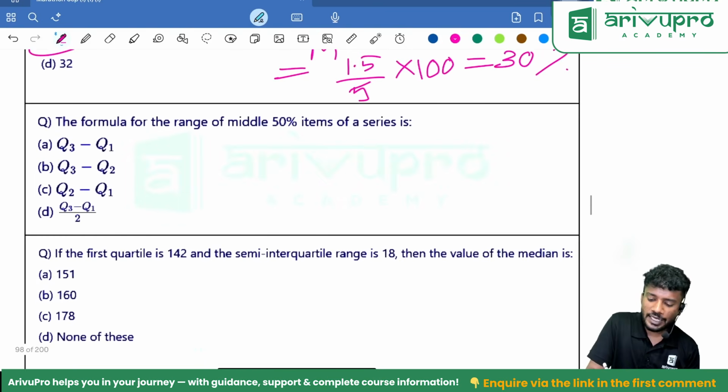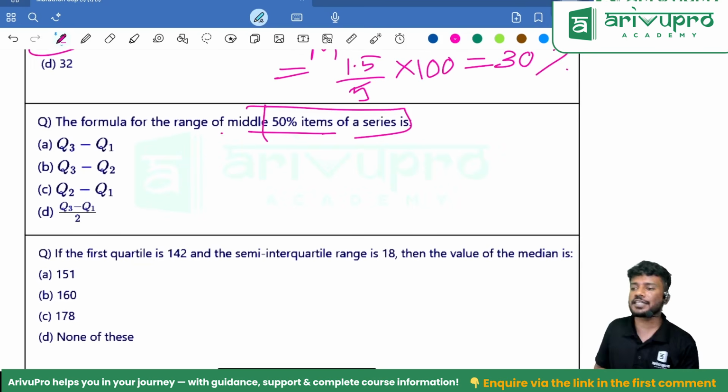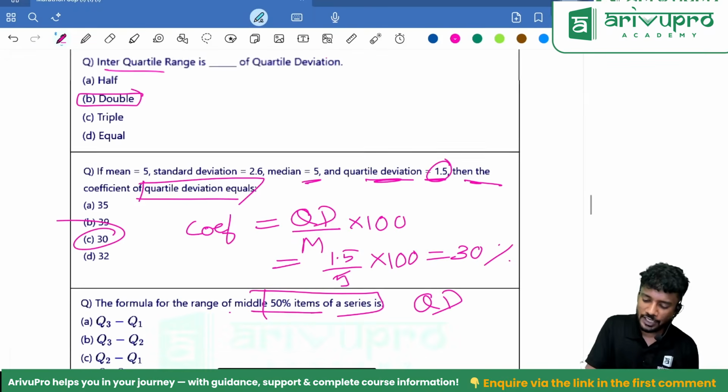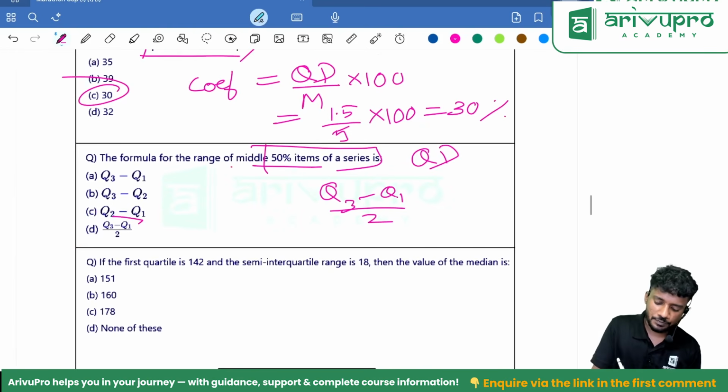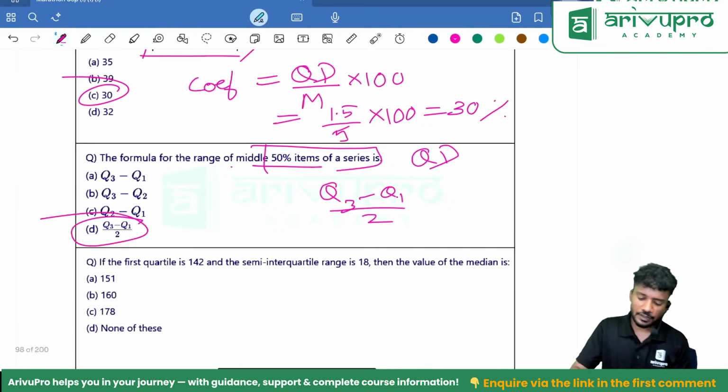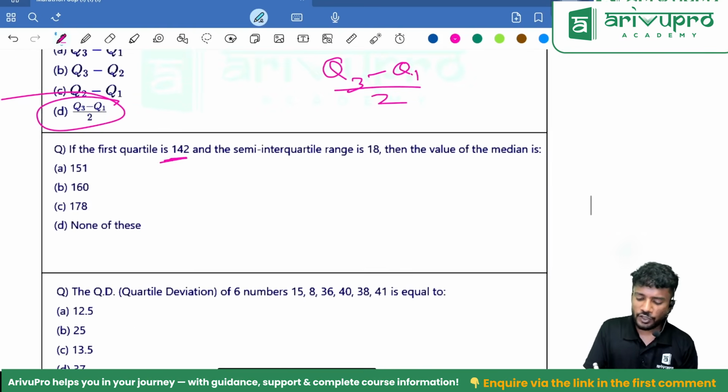Now, formula for range of middle 50% of the item of the series is what? Quartile deviation. What is the formula for that? Q3 minus Q1 divided by 2. Which is the answer? Option D. Then, first quartile is 142.